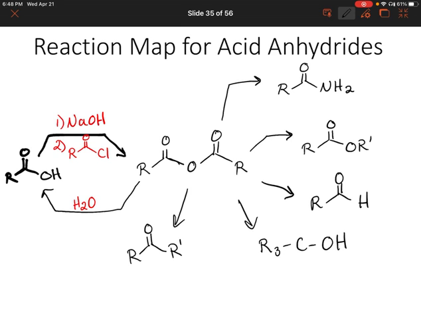All right, so what would we use to make an amide? Excess ammonia. What about an ester? We would want to use an alcohol. What if we want to create an aldehyde? We would use that new compound we talked about, lithium tri-tert-butoxyaluminum hydride.